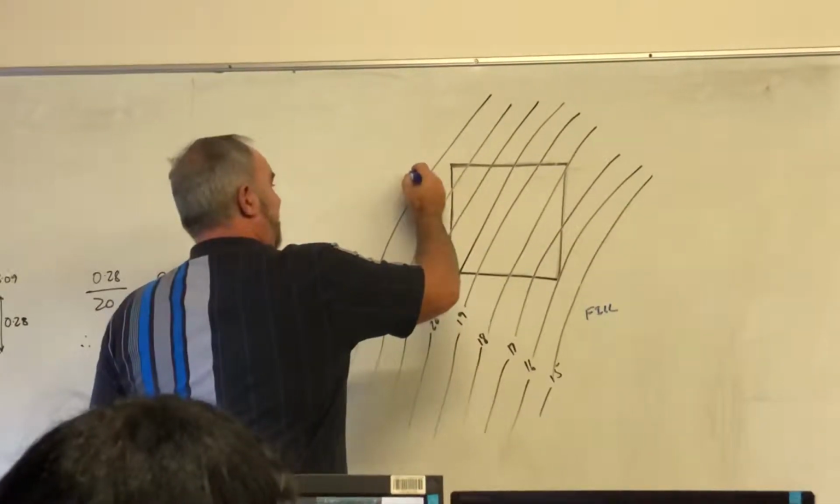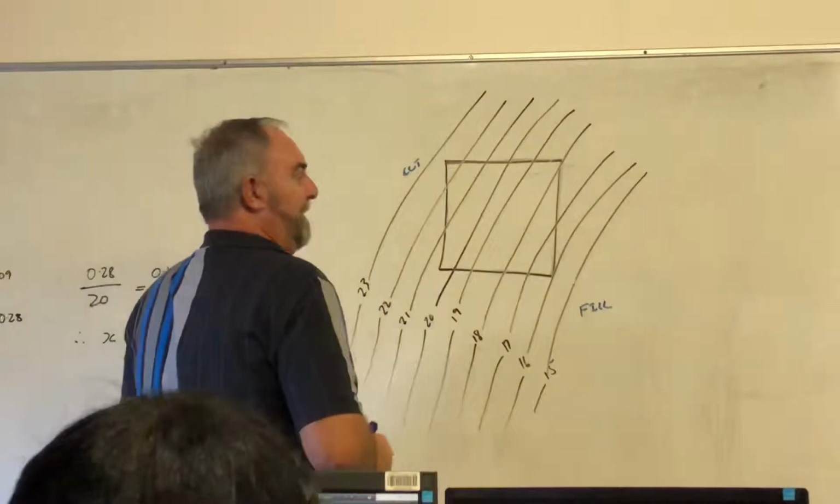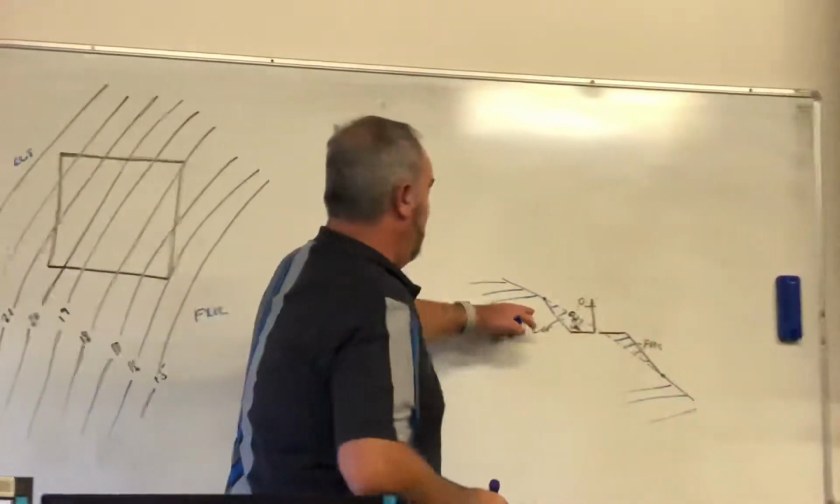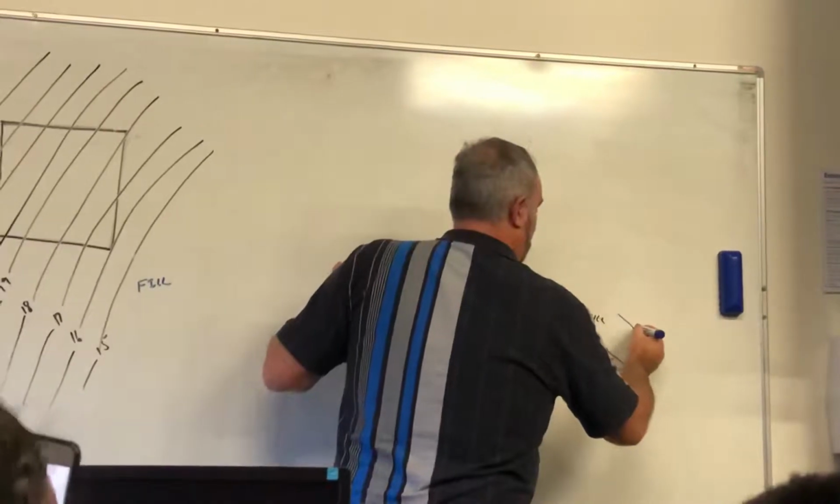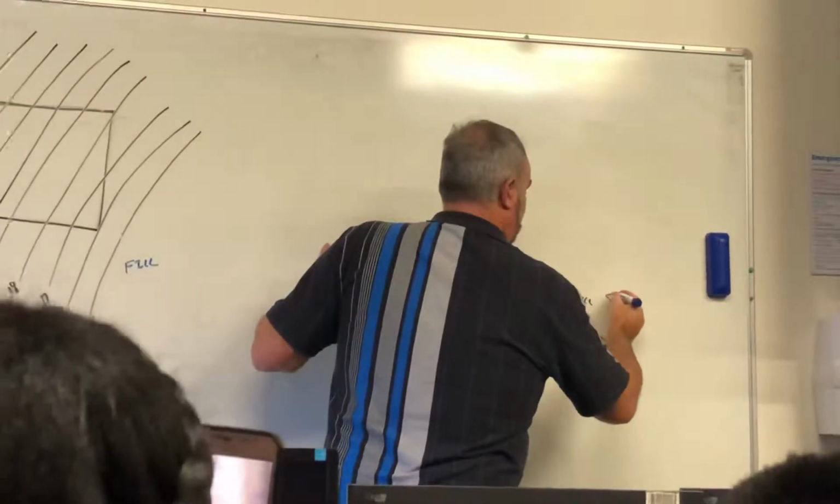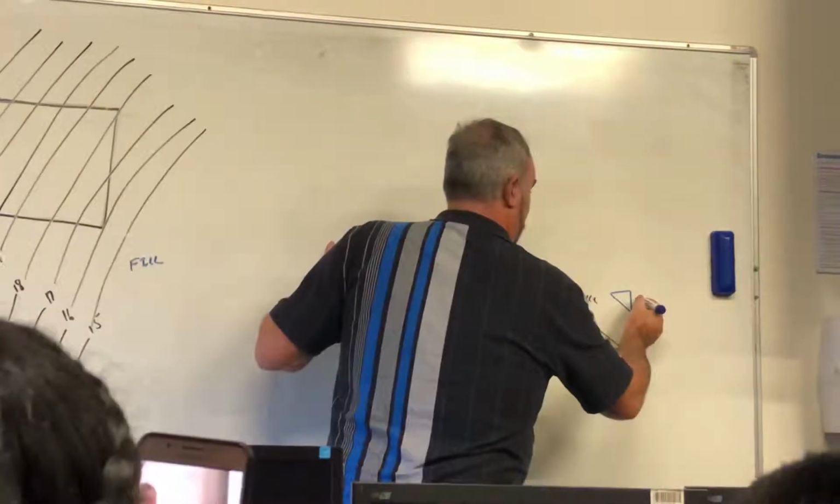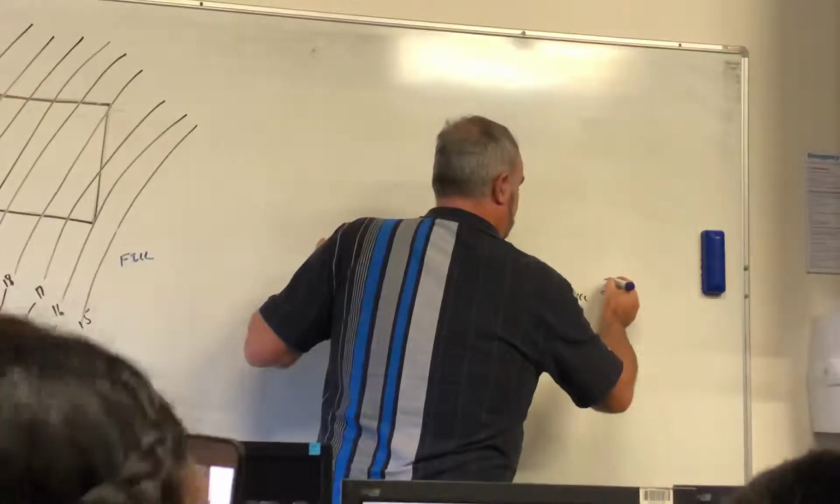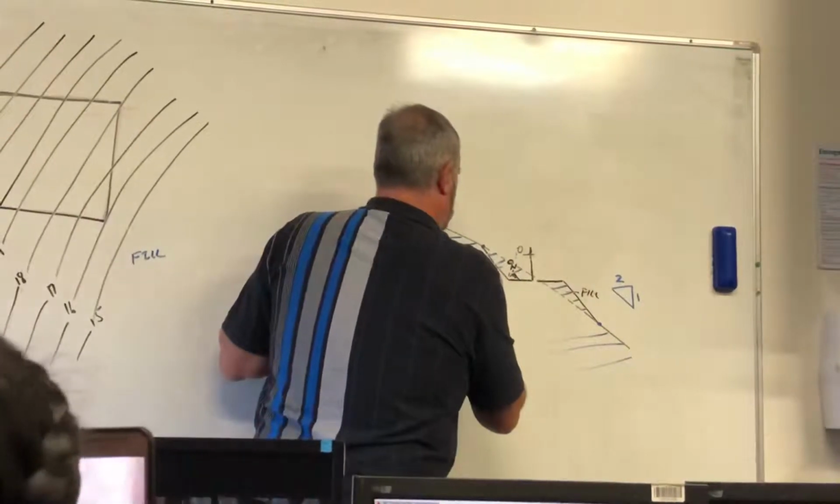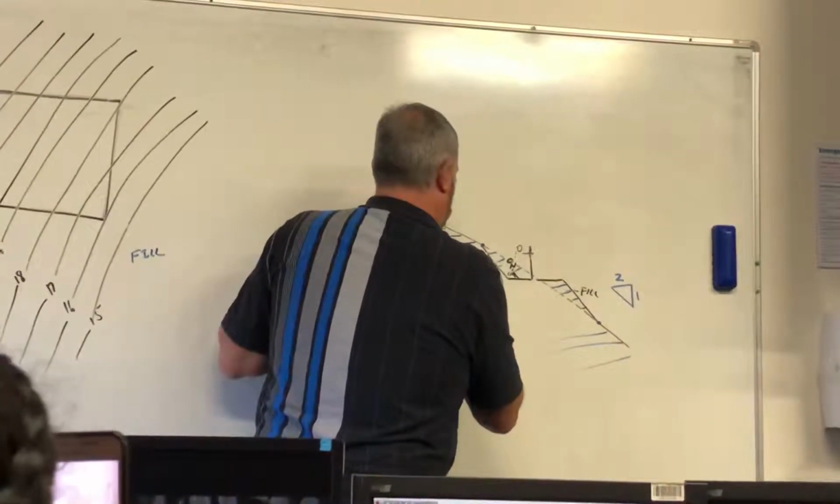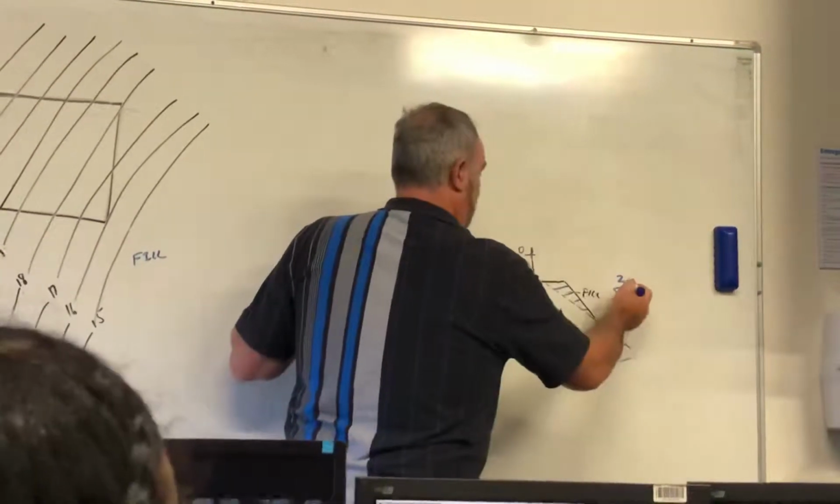The next thing is to determine what the batter slopes are. Batter slopes are always in terms of the vertical direction and the horizontal direction. And for simplicity, we're going to make ours 1 and 1 and 2 and 1.